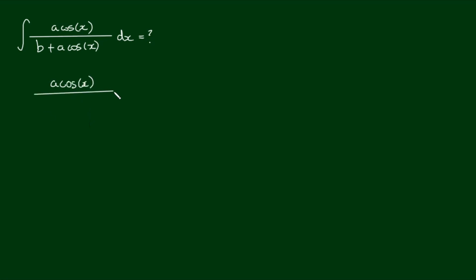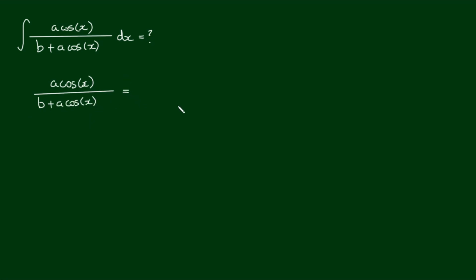Okay, so we're going to find the solution to the integral of a cosine x divided by b plus a cosine x with respect to x. The first thing I'm going to do is simplify this integrand, because this is quite a tricky integral and we want to make life as easy as possible. So let's write a cosine x over b plus a cosine x.